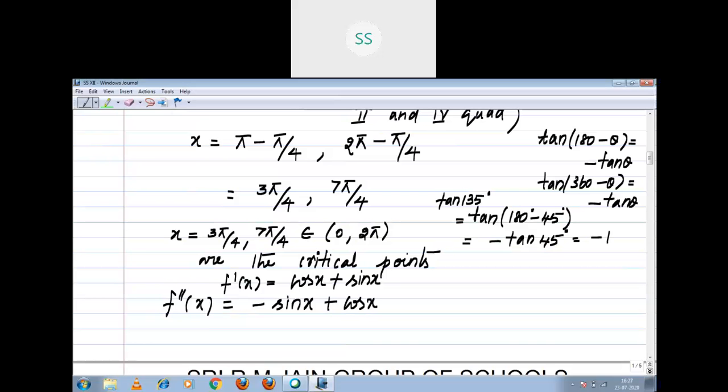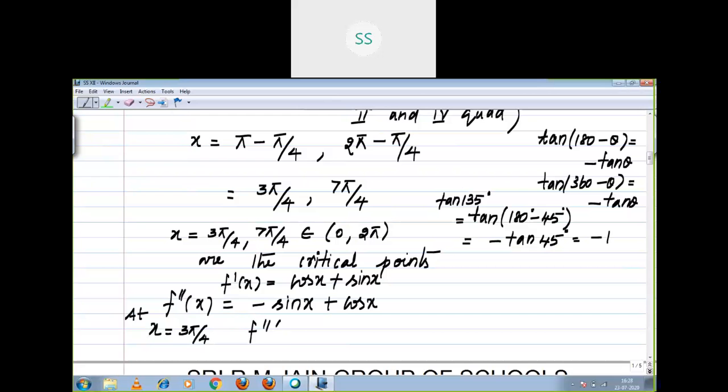How to decide local maxima or minima? If the second order derivative is less than 0, that point is local maxima. Second order derivative less than 0 means local maxima. Second order derivative greater than 0 means local minima. Now we are going to check which is local maxima and which is local minima. At x is equal to 3 pi by 4, it is an important exercise, children.